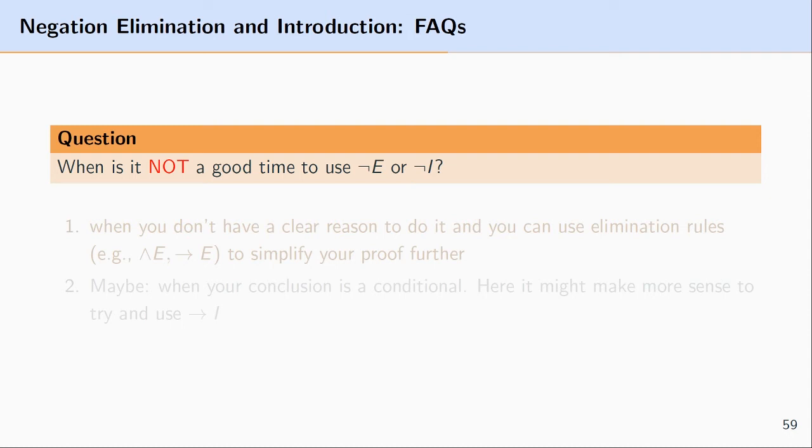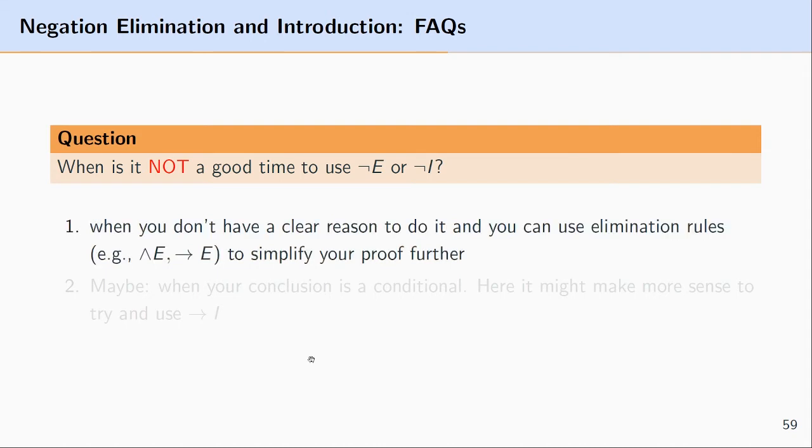And so they'll ask, when should I not use them? One case would be when you don't have a clear reason to do it, or you can make use of elimination rules to simplify your proof further. So just using it to use it obviously doesn't make a whole lot of sense. If you see that using conjunction elimination or conditional elimination will get you your conclusion, then maybe using negation elimination or introduction isn't the most efficient proof-solving strategy.